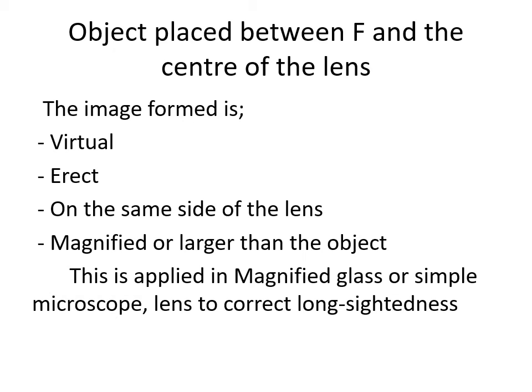We can also apply this to correct long-sightedness. When we talk of long-sightedness, it is when a person can see a far object but cannot see a near object. We call that long-sightedness. Somebody who can see a far object but cannot see a nearby object is a long-sighted person.